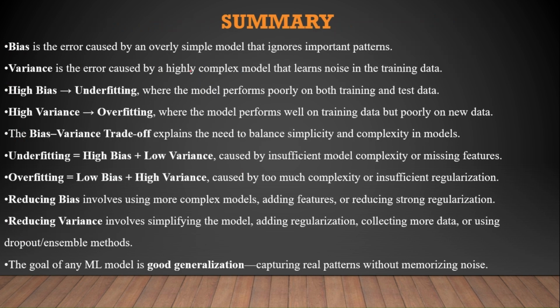This is a summary of bias and variance, and underfitting and overfitting. Bias is an error caused by an overly simple model that ignores important patterns. Variance is an error caused by a highly complex model that learns noise in the training data. High bias we call underfitting. High variance we call overfitting. Underfitting is high bias plus low variance. Overfitting means low bias and high variance.